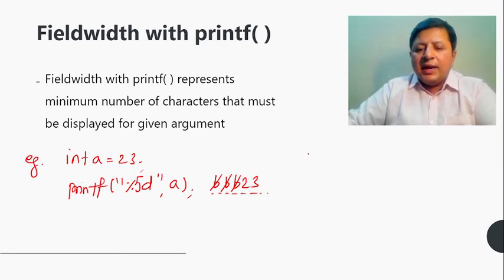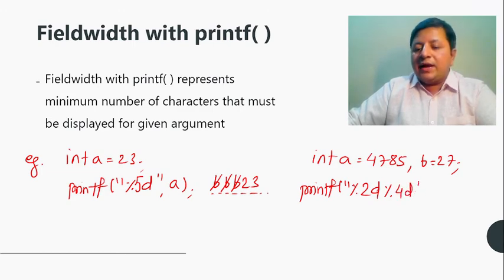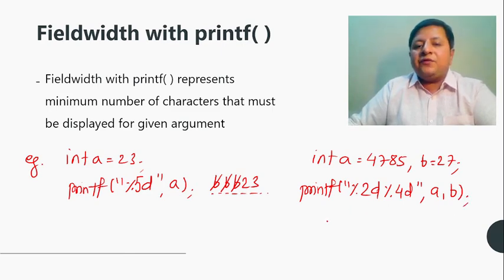Suppose I have int a equal to 4785 and b equal to 27. If I do it this way, again I'll expect you to first generate your answer, and then I'll obviously give you my answer. So %2d and %4d, if that is the way we are printing it. Again I'll wait for 5 seconds. You try to figure out what will be the output, so that you'll be able to cross check with mine.